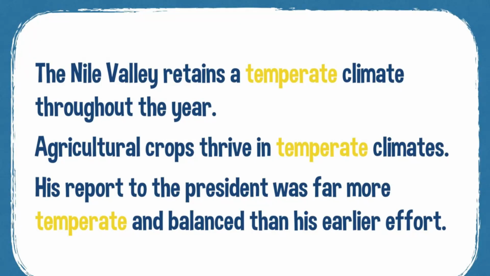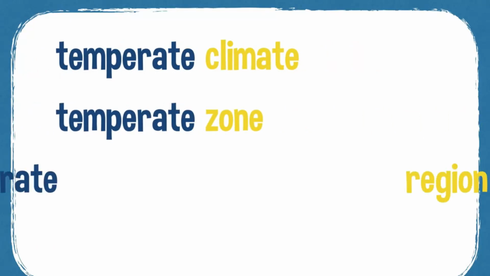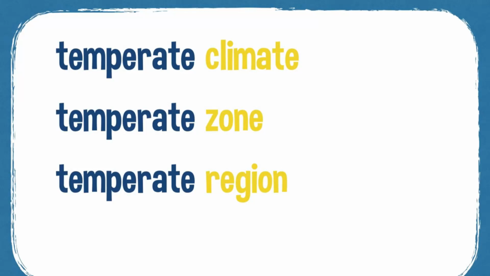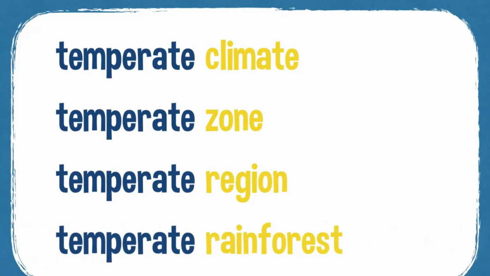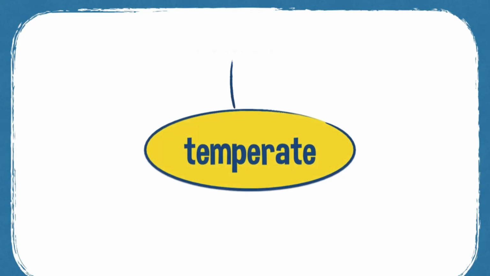Now, this last sentence is a more general use of temperate. So the sense here is it's a moderate report. It's calm. So we talk about temperate climate, temperate zone and temperate region, and things like a temperate rainforest. So some synonyms for temperate: moderate and mild.